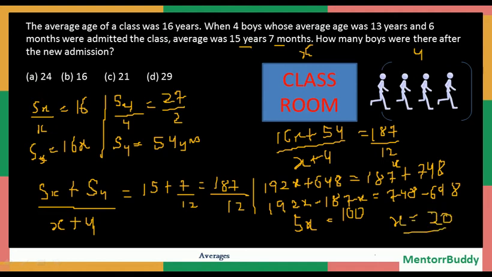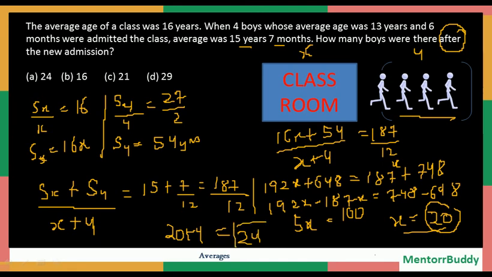But mark one thing, the question was how many boys were there after the new admission. So before the new admission there were 20 boys and these 4 extra boys. In that case the answer should be 20 initially plus 4 new, which will be equal to 24 boys. That's the correct answer, and that is option number A, that is 24.